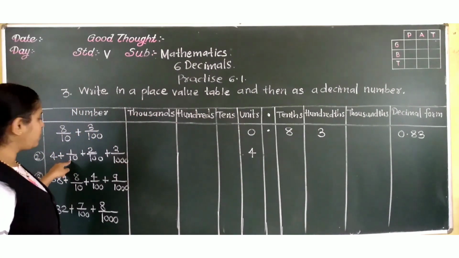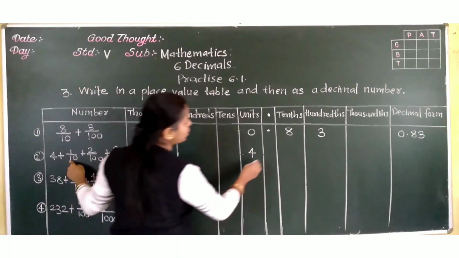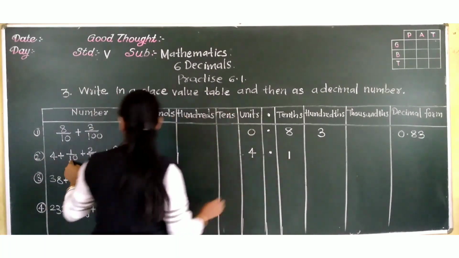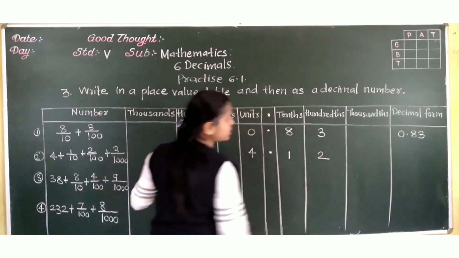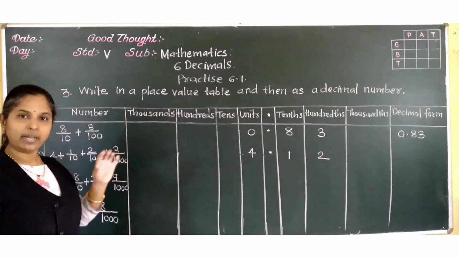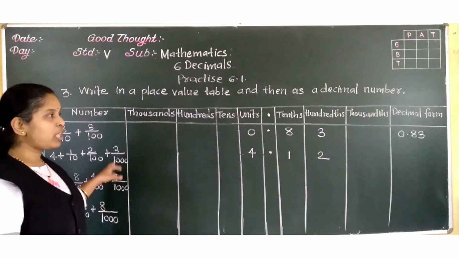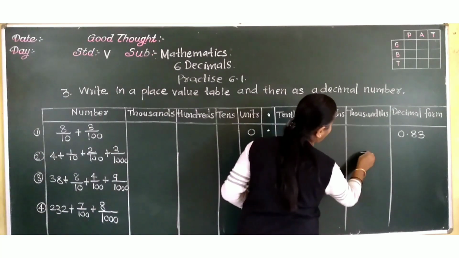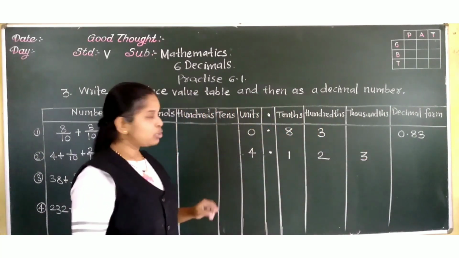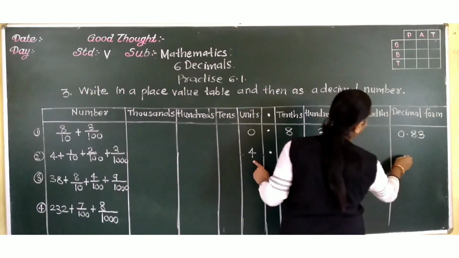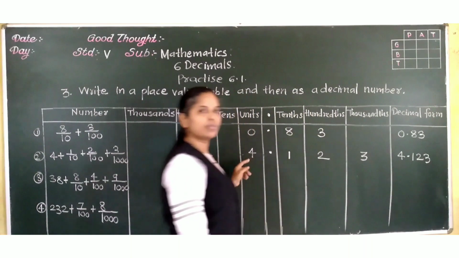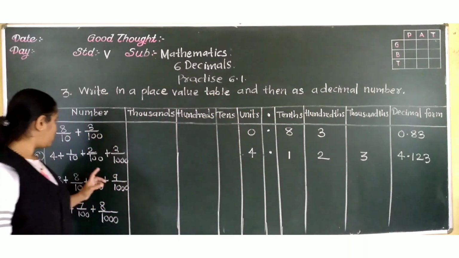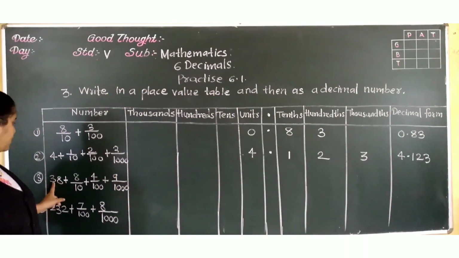Then 1 is there at which place? 10th place. So here point. 1 is at 10th place. 2 is at 100th place. 2 upon 100 means 2 is there at 100th place. And 3 upon 1000 means 3 is there at 1000th place. Correct? So how to write decimal form? 4.123. Okay.